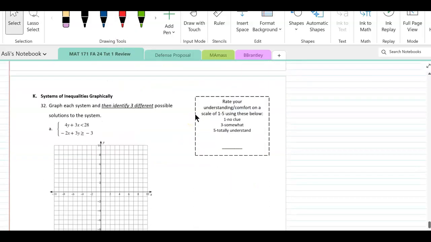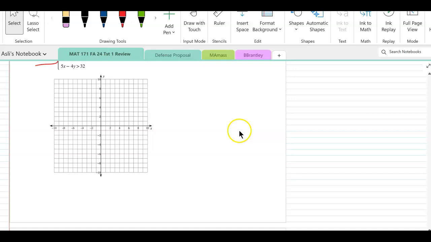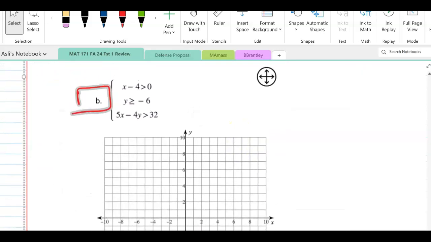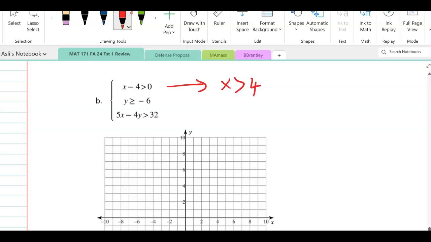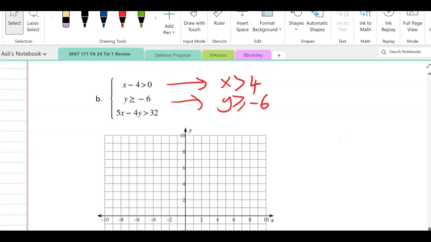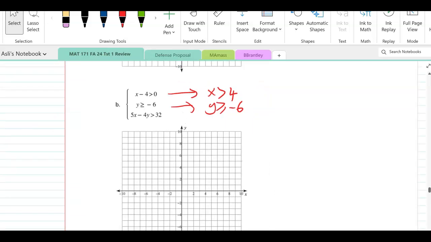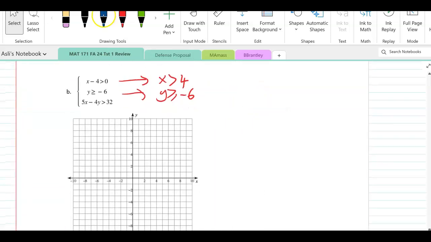All right, the last question we are going to do is systems of inequalities. So first of all, try to see that x is greater than 4. This is nice. Y is greater than or equal to negative 6. So let's put that down. So x is equal to 4 line. Let's put that down. So this is the x equals 4 line.